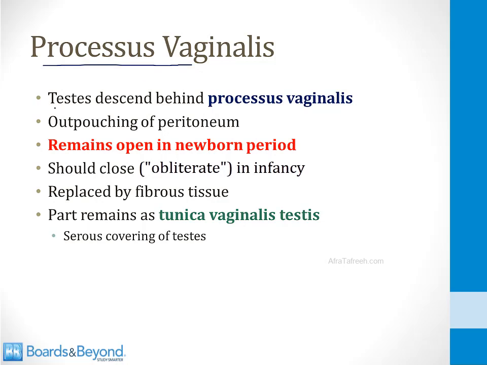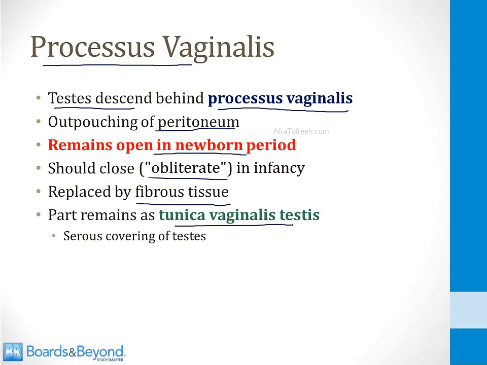In male development, the testes descend into the scrotum behind the processus vaginalis. They follow this structure down into the scrotum. The processus vaginalis is an outpouching of the peritoneum that descends into the scrotum. It will remain open in the newborn period, but then it should close or obliterate in infancy when it's replaced by fibrous tissue. And the remnant of this structure that you can find in the male is called the tunica vaginalis testes. This is a serous covering of the testes.